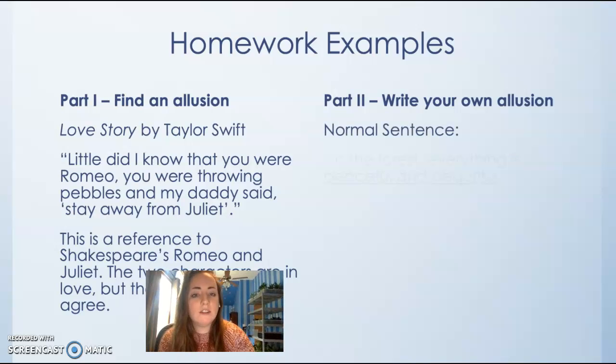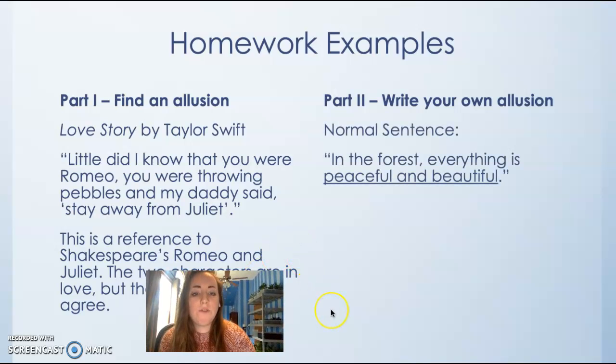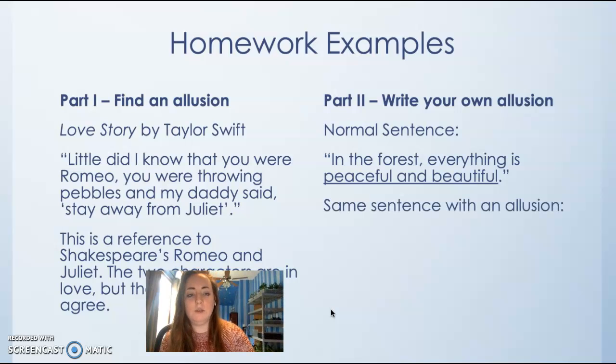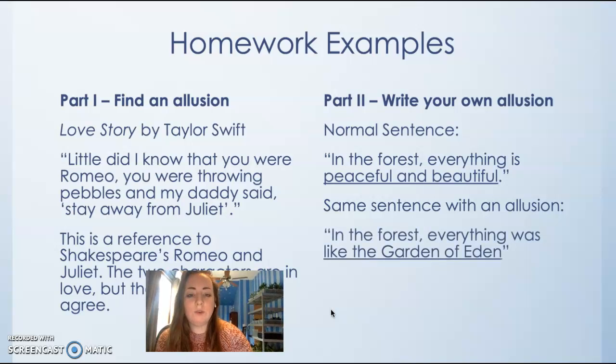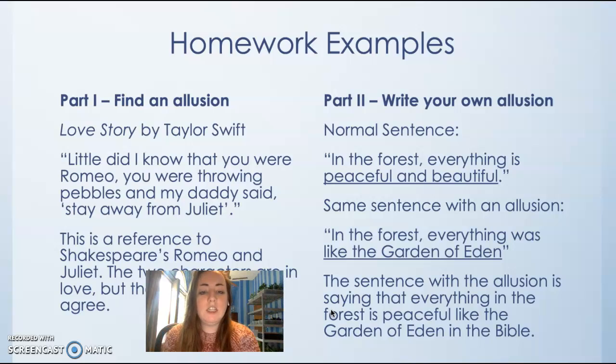So the normal sentence that I wrote is, in the forest, everything is peaceful and beautiful. And in the sentence with the allusion, it's going to have the same meaning. In the forest, everything was like the Garden of Eden. And then I explained it below. The sentence with the allusion is saying that everything in the forest is peaceful, like the Garden of Eden in the Bible.